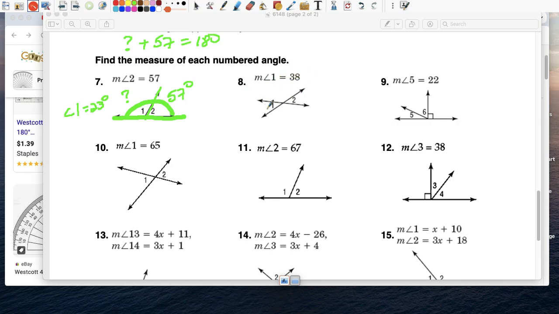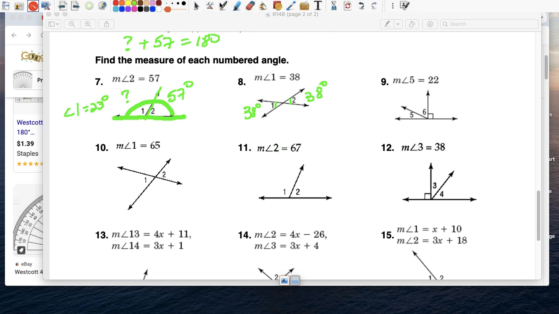Here, it's vertical angles, right? Angle 1, they're telling you that this is 38, and what do we know? What's the characteristic here? Well, opposite angles, this angle and the one right across it, measure the same. So that's also 38 degrees.